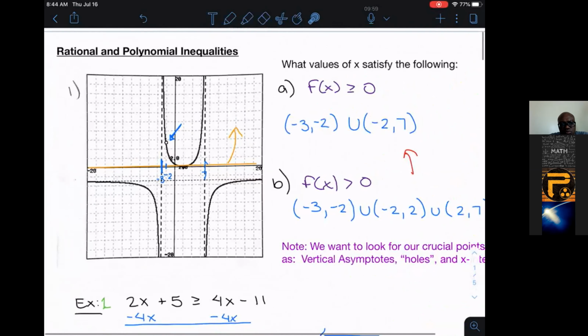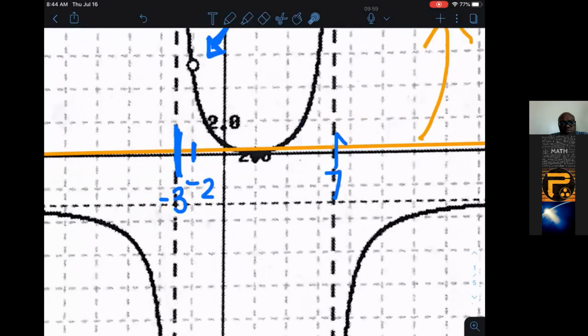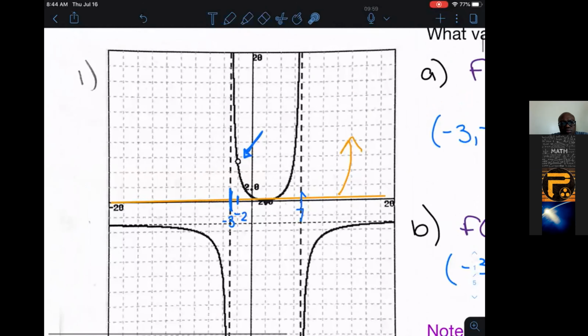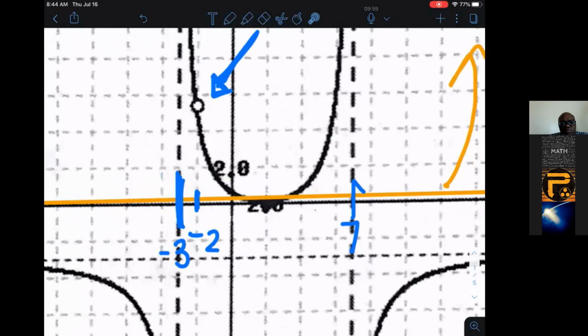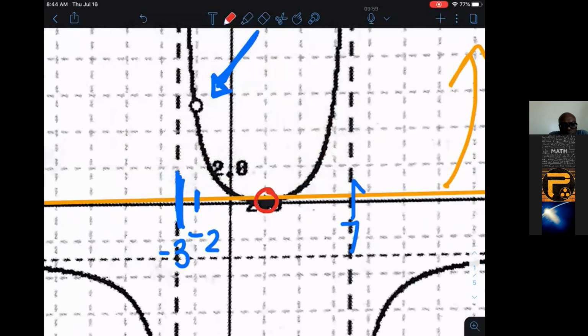Okay, so now let's do the opposite. So now let's say that the function is strictly greater than 0. If the function is strictly greater than 0, that has to mean that it's any point above this line, but not on the x-axis. So if it's not on the x-axis, then we're going to exclude this little point here. That means that we're going to create a hole there. So that point is not going to be included in our x values that are strictly greater than 0.